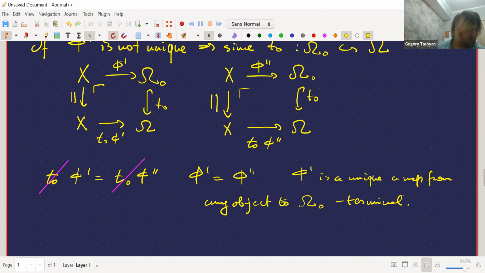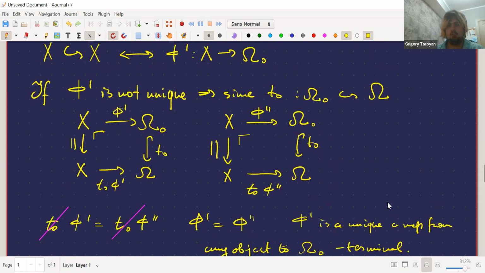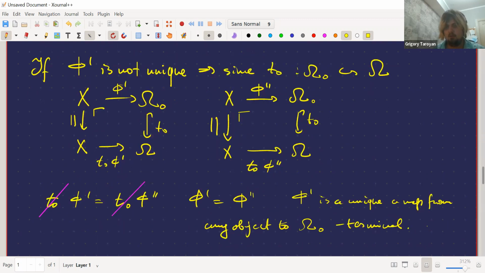So yeah, we've proven that omega naught is terminal, and we've proven that by explaining why from each object we have one and only one map to it. So that's precisely the universal property of terminal object.